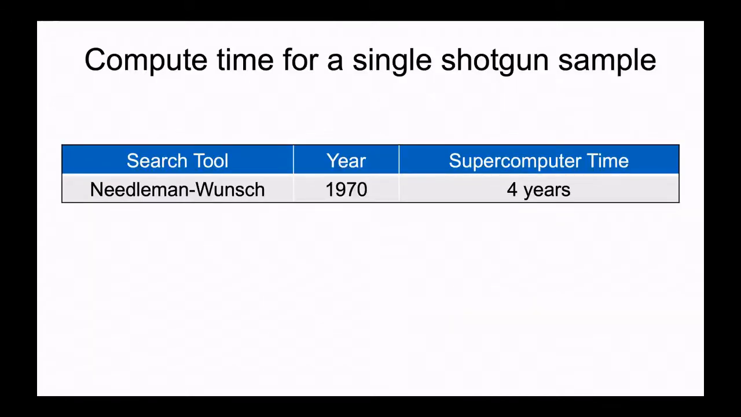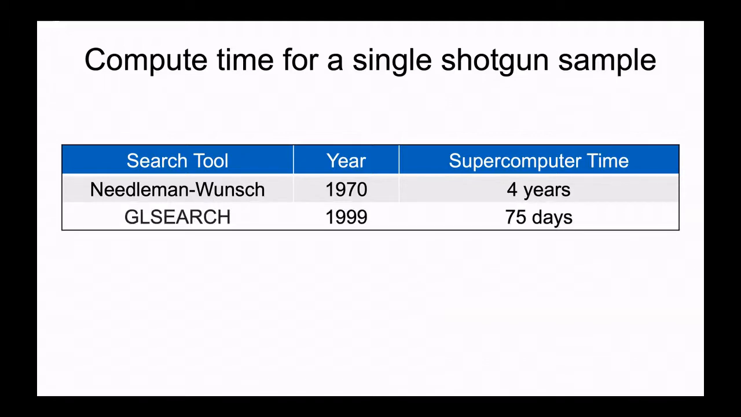So here's a practical way of looking at this problem. If you had a single shotgun sequencing sample, and you want to use the Needleman-Wunsch algorithm to compare it to the entire strain reference database, it would take about 4 years, just using this naive algorithm.